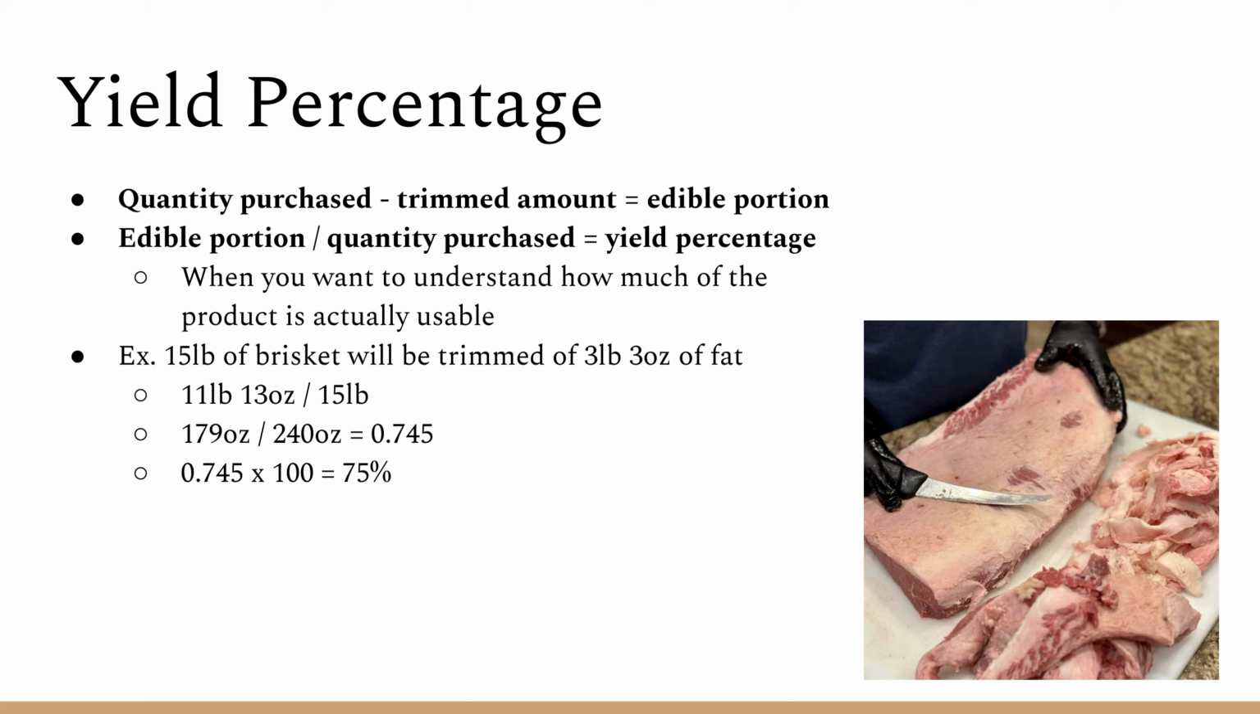So I'm going to walk you through this example I have here. 15 pounds of brisket will be trimmed of 3 pounds, 3 ounces of fat. And we are going to discover the yield percentage from this information. So I took 15 pounds minus 3 pounds, 3 ounces of fat, and that brought me to 11 pounds, 13 ounces. We're going to divide that by 15 pounds, but the first step we have to take is making sure that these are in the same unit of measurement.